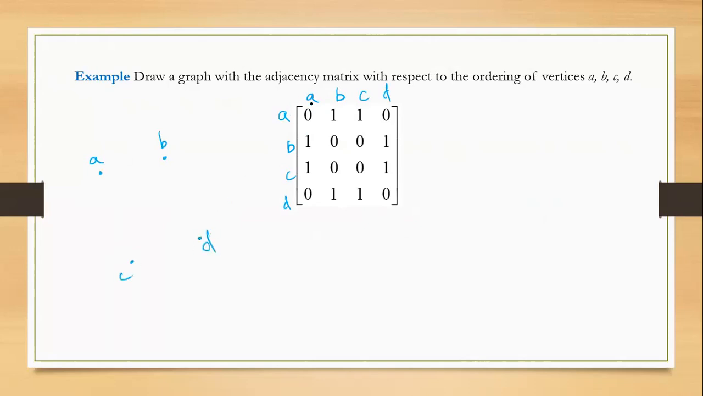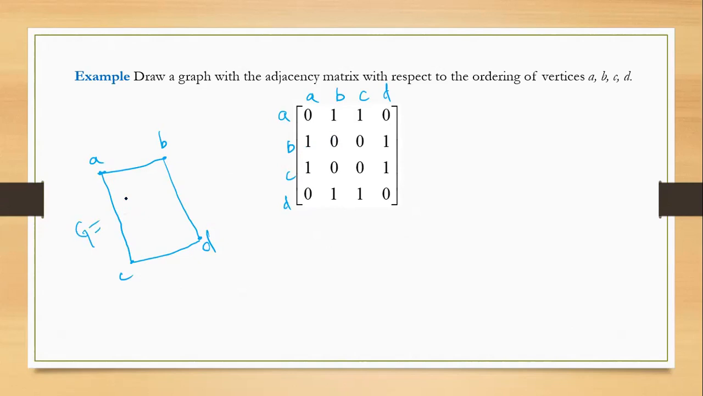Now, is A connected to A? No, we have a 0. A is connected to B and A is connected to C. Okay, we have connected. What about A and D? It is not connected. After that, B is connected to A and B is connected to D. Okay. C is connected to A and C is connected to D. C is connected already to A, we connect C to D. And lastly, D is connected to B and C. So this is the graph for the adjacency matrix.